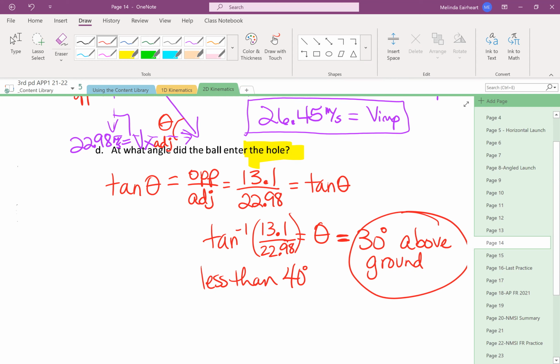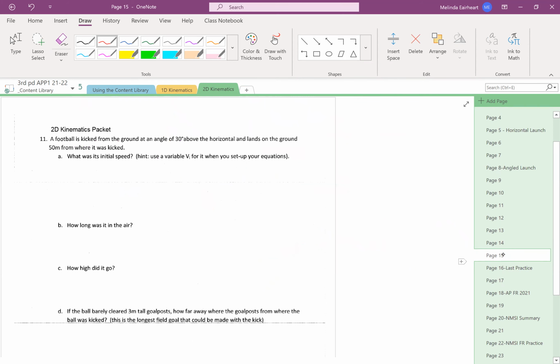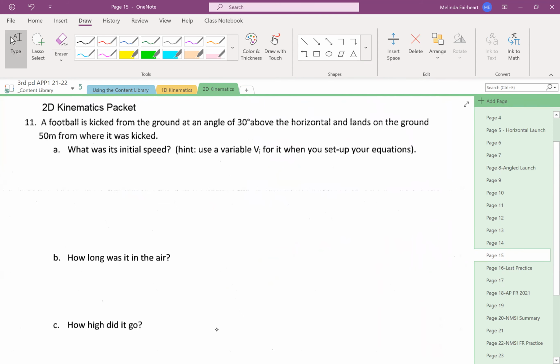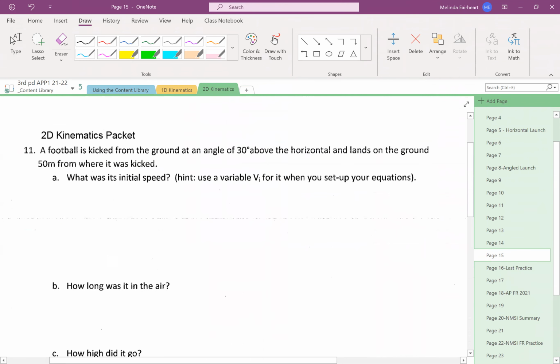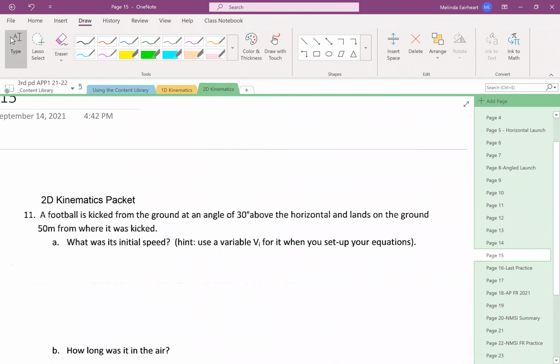Okay, let's move on to page 15. Page 15 has one problem. We're doing a football example now. There's no picture, so I'm going to draw one. It says a football is kicked from the ground at an angle of 30 degrees above the horizontal. And it lands on the ground. Wait a second. Ooh, ground to ground. Everybody do your happy dance. This is symmetrical. Yay, right? Okay. So it lands on the ground 50 meters from where it was kicked. What was its initial speed?